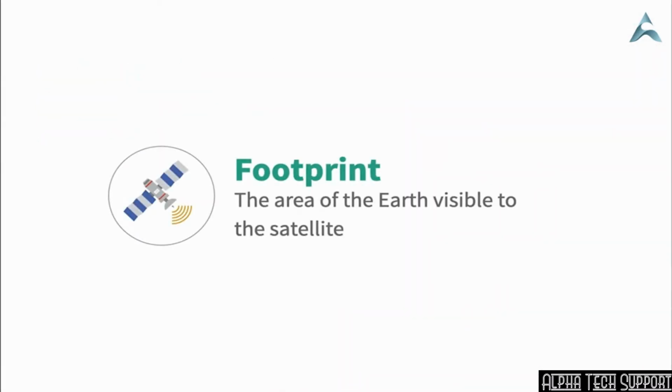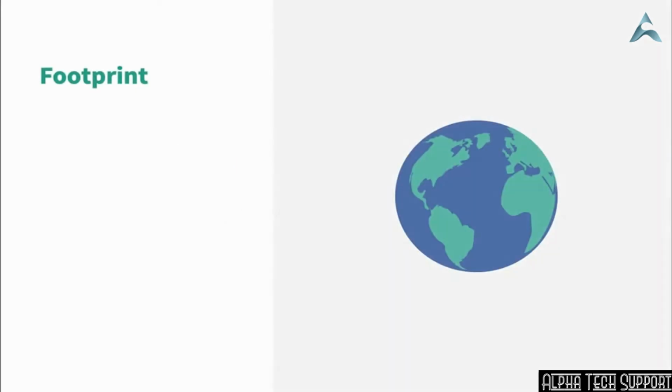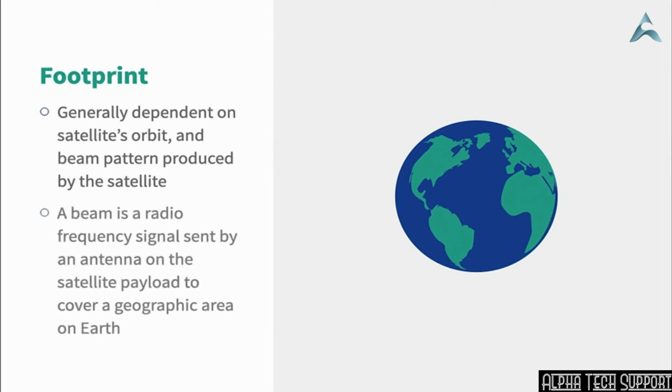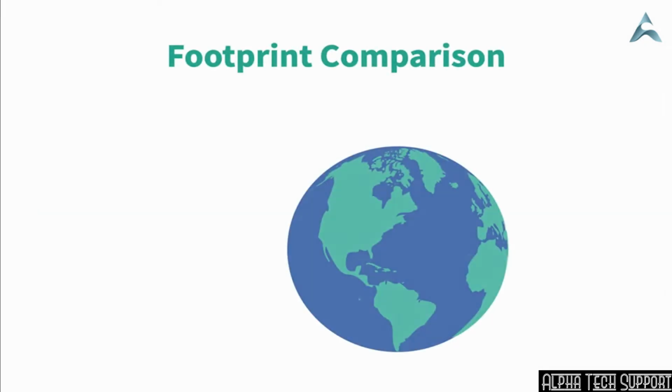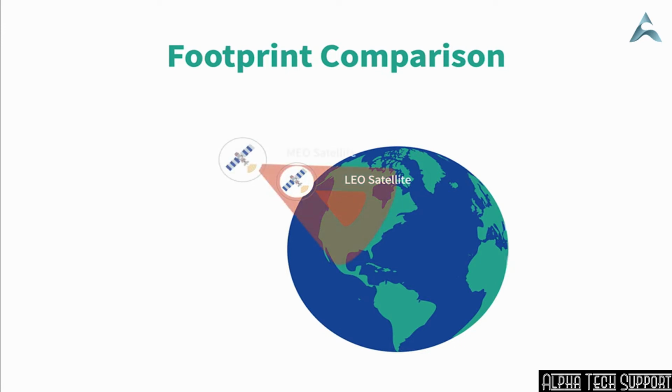The area of the Earth visible to the satellite is called footprint. It's generally dependent on the satellite's orbit and the beam pattern of the satellites. A beam is a radio frequency signal sent by an antenna with the satellite payload to cover a limited geographic area on Earth. A beam pattern can be determined by the spot beams. At this point, we can roughly illustrate the footprint comparison between LEO, MEO, and GEO satellites here.